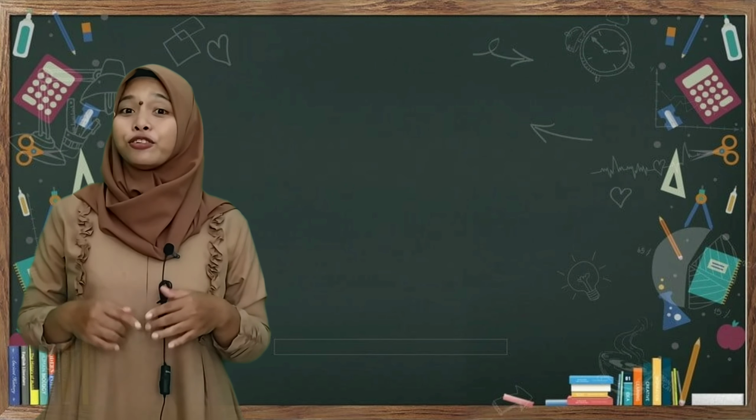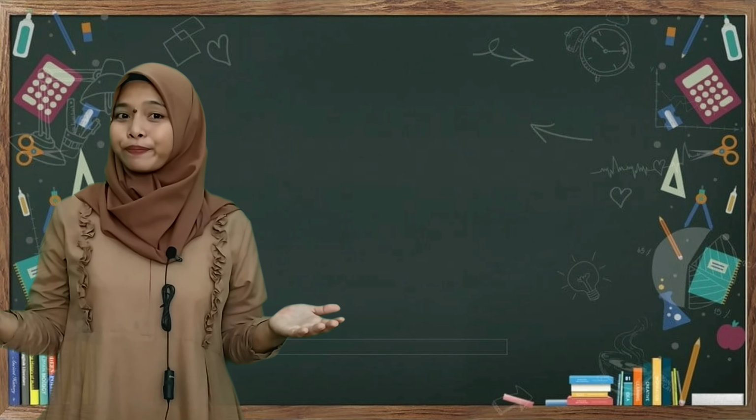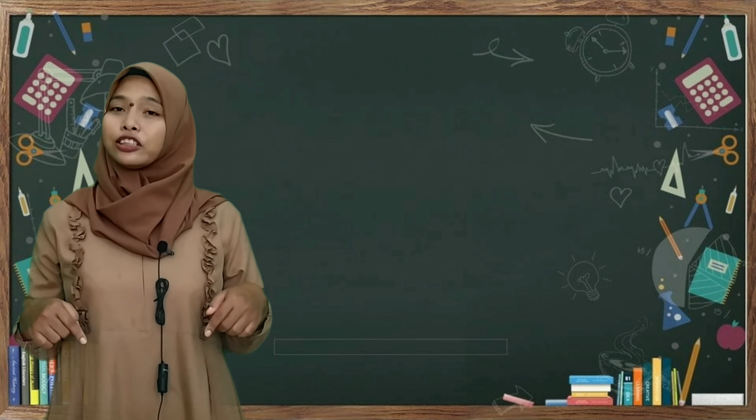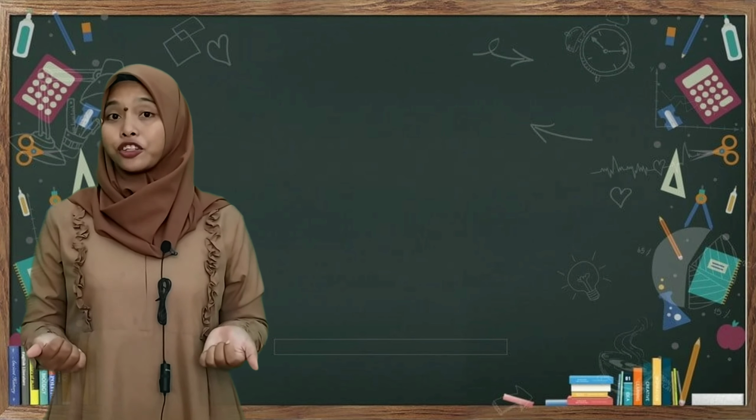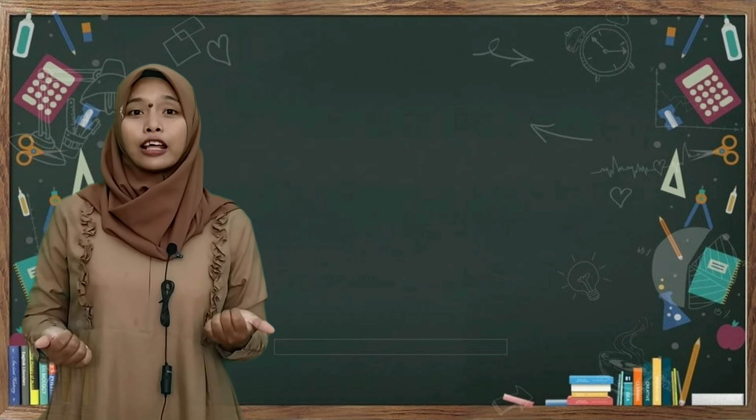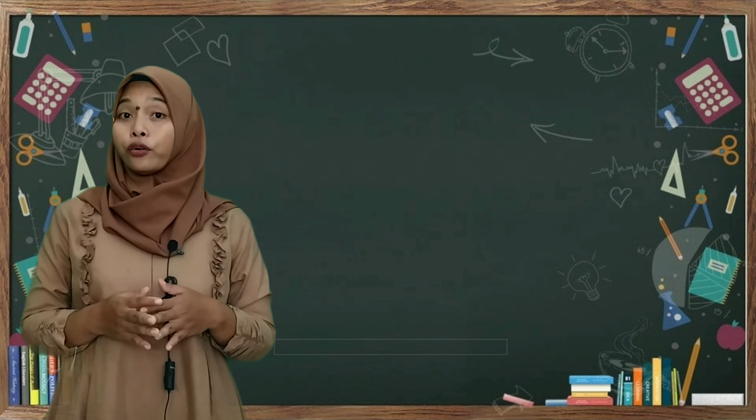Today, we are going to learn about narrative text. The learning objective of our lesson today is that students are able to identify the generic structure and social function of narrative text. Now, here we go.